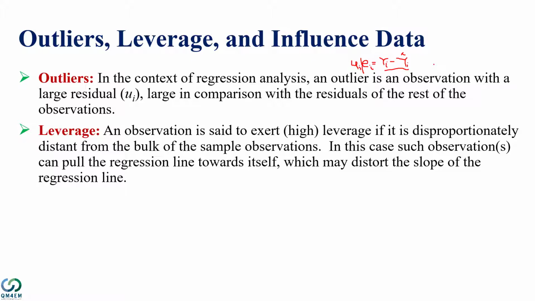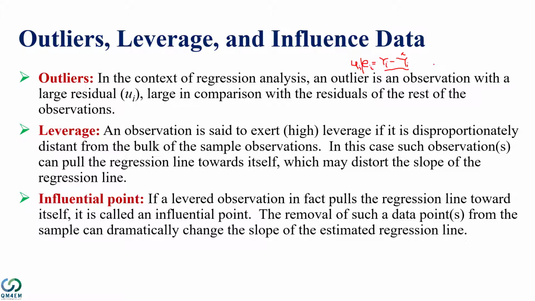Because this one single observation is going to drag the average from 70 towards 80 or plus. So that's why we can call this a leverage. And we say that if we have such an observation in our regression analysis, it is going to drag or pull the regression towards itself and thus distort the slope of the regression line. So when a leveraged observation pulls the regression line toward itself, we call it an influential point.